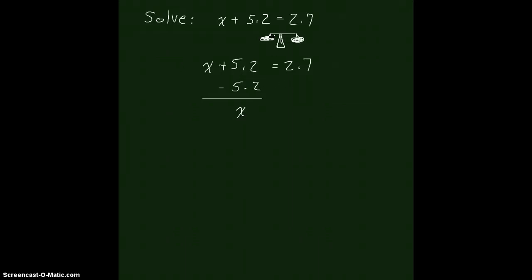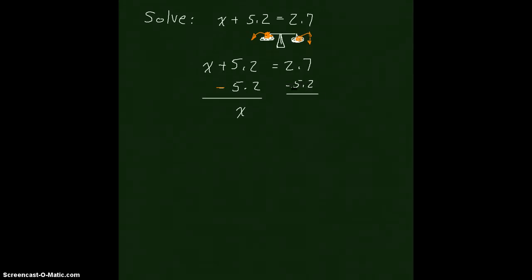But if I were to actually put something on this scale, I had, say, 5.2 sitting here on the scale, and if I take it off, right, if I subtract it, what's going to happen? Well, the scale is just going to drop on this side. So I have to remove the same amount from the right-hand side. So I'm going to subtract 5.2 from the right-hand side.